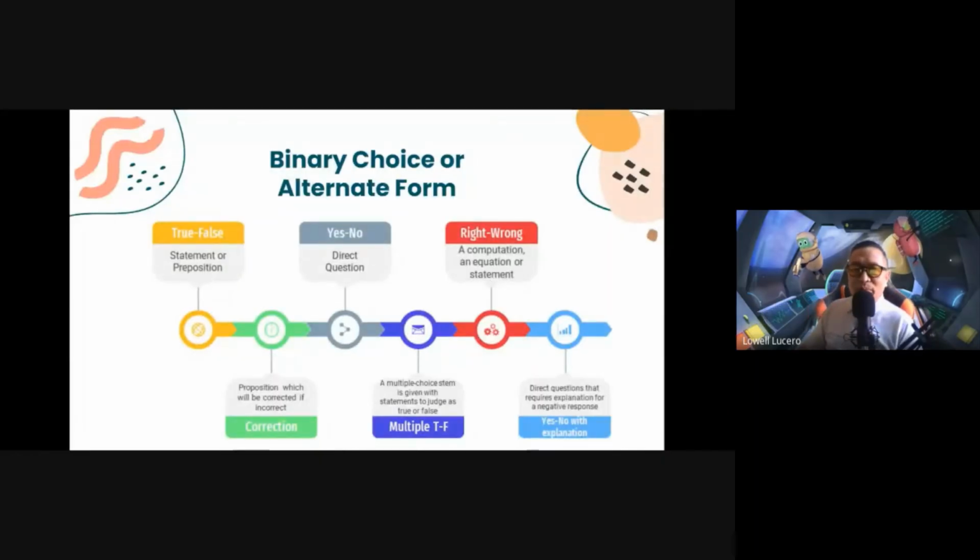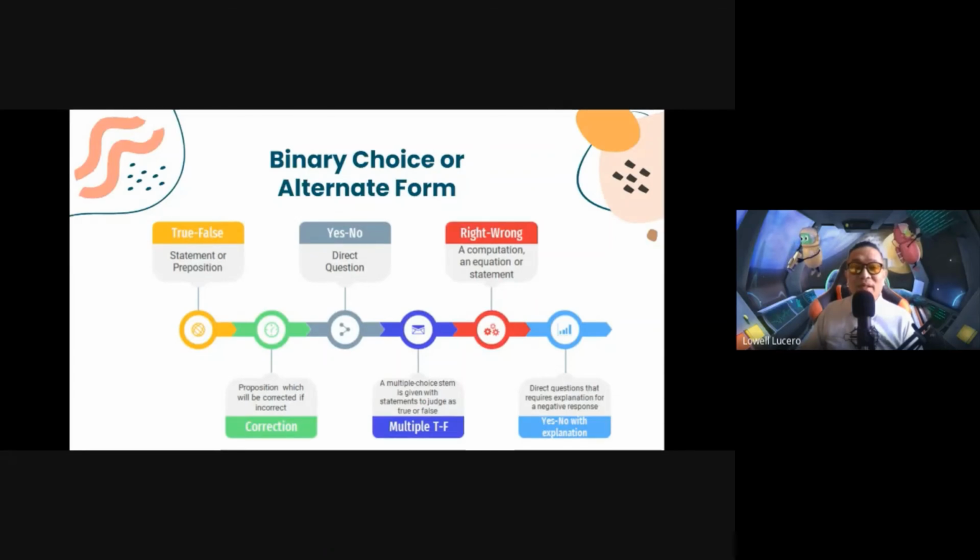So let me go first with the binary choice, or alternate form. Basically true or false, because binary means there are only two choices. True or false, yes, no. We have a variety of binary choices, true or false, yes and no. As long as there are only two choices, these are examples of binary.